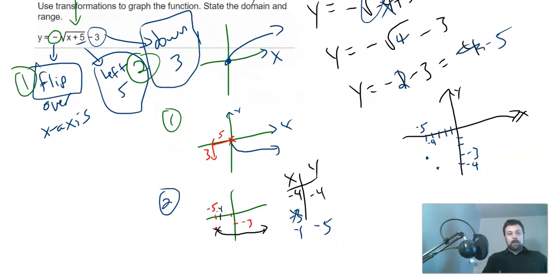So let me make another mark here. -1 comma -5. And you can see that it levels out as it goes to the right. And so I'll try to connect these points. Oh, I kind of missed that last one. Try one more time. It's really hard to do on this tablet that I'm using. Okay, and so this is a good picture of the graph.